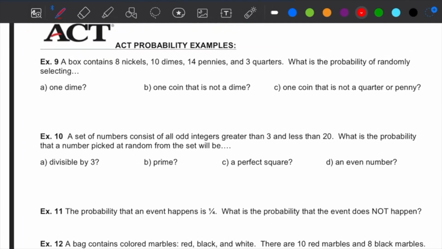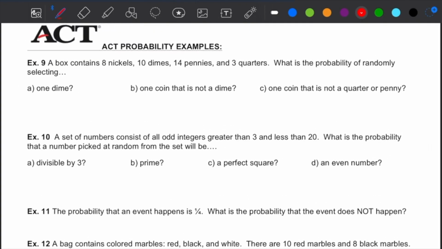All right, so now these are going to be more probability examples that you would specifically see on tests like the ACT. So example 9, a box contains 8 nickels, 10 dimes, 14 pennies, 3 quarters. What's the probability of randomly selecting the following? So first, let's total up the number of coins in general. So if we figure out, okay, how many coins are there in total? There's 35 total coins. That's one of the first things you want to do.